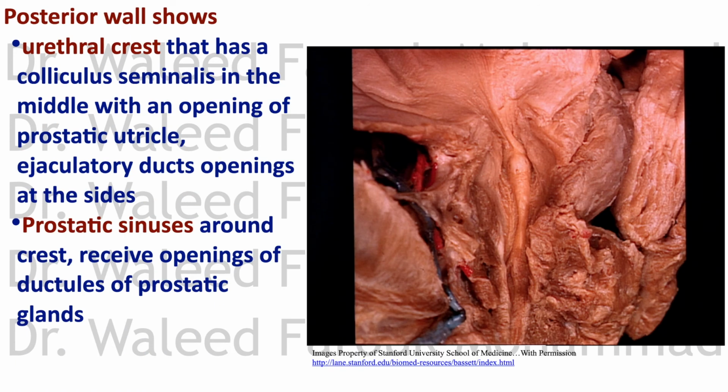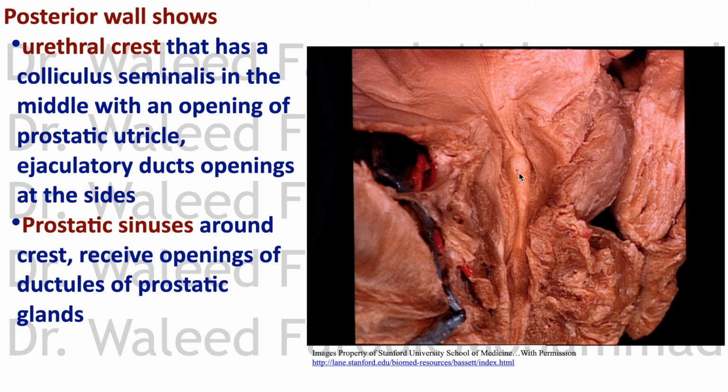That is the posterior wall. This is the prostatic urethra opened from the front, and you are looking at the posterior surface. You immediately notice a urethral crest, raised by the underlying tissue. Approximately at the middle there's this bulge, which is called the Seminal Colliculus, or Colliculus seminalis. See that? It has a central opening.